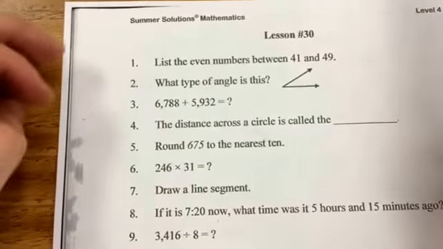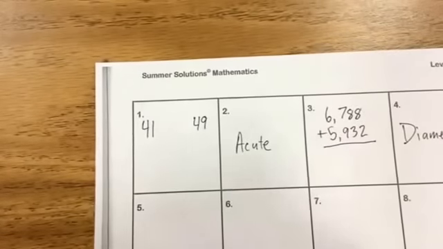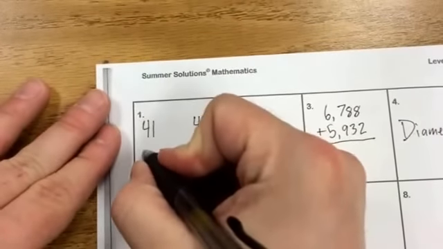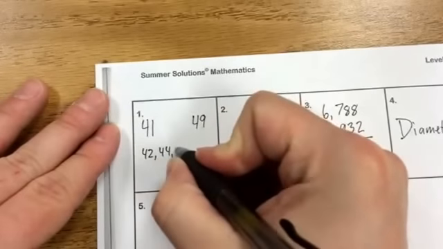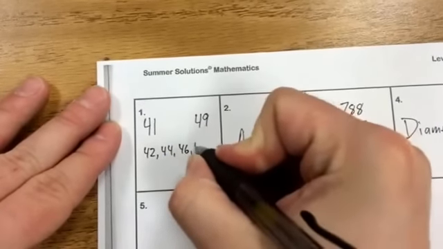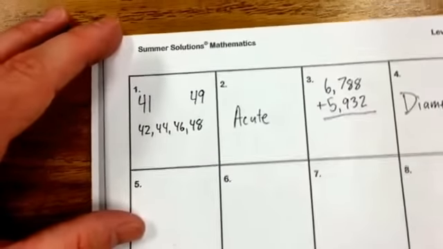All right, so number one, list the even numbers between 41 and 49. So we see here we have 41. Our even numbers are going to be 42, 44, 46, and 48.